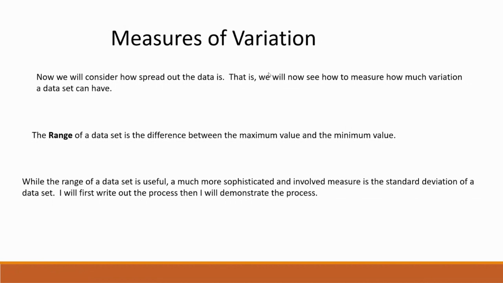And now there's really two ways of doing that. Well, I guess, yeah, there's the range. That's just the difference between the maximum value and the minimum value. I mean, that's useful, don't get me wrong. But a better way, as far as I know, to measure variation is to calculate what's called the standard deviation of a data set.